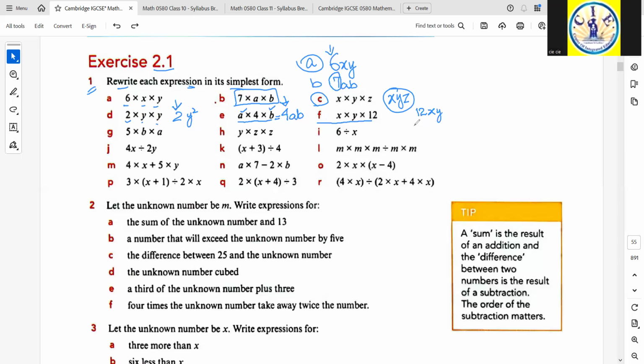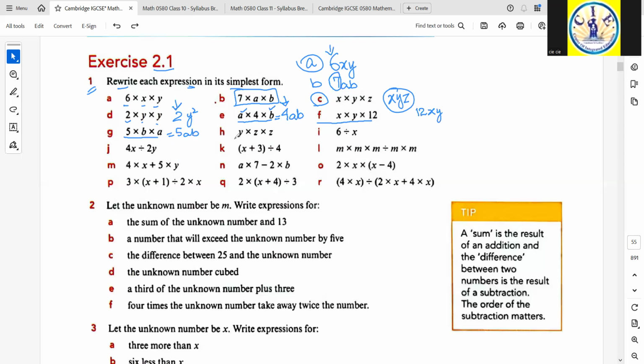Okay. Then same goes for part G, 5 times b times a. And it is a convention to write down the variables in alphabetical order. So it would be better if we write it down as 5ab. Though 5ba and 5ab are equivalent, it is a convention to write down a first and then b second, following the alphabetical order. So it is 5ab.